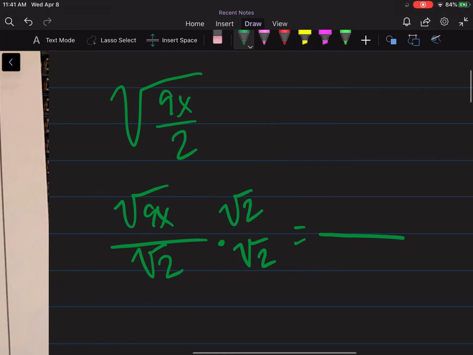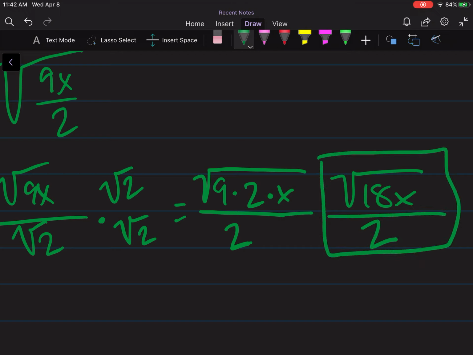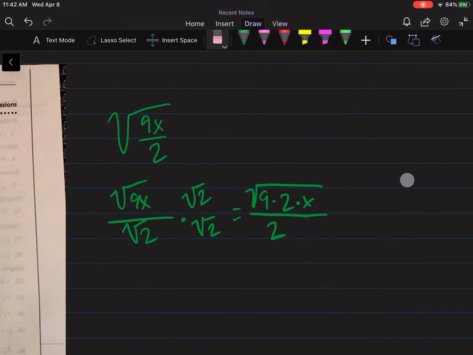So what we do to the bottom, we've got to do to the top. At the bottom here, square root of 2 times square root of 2, if you put that in your calculator, you're just going to get a 2. At the top you have, I'm going to put everything in the house, 9 times 2 times x. So 9 times 2 is 18, and you're just going to keep your x because there's nothing to multiply it, divided by 2. And that is your answer. We are just dealing with the bottom part, the denominator, for these. Don't have to worry about the top part.